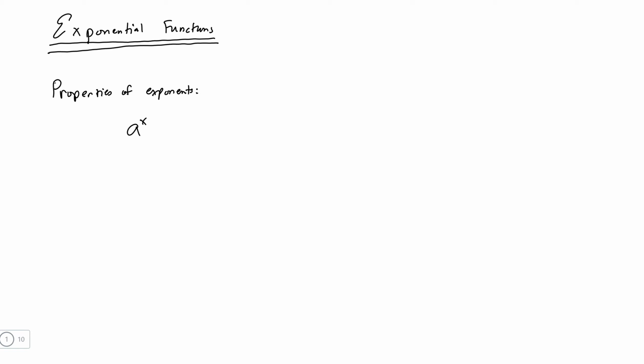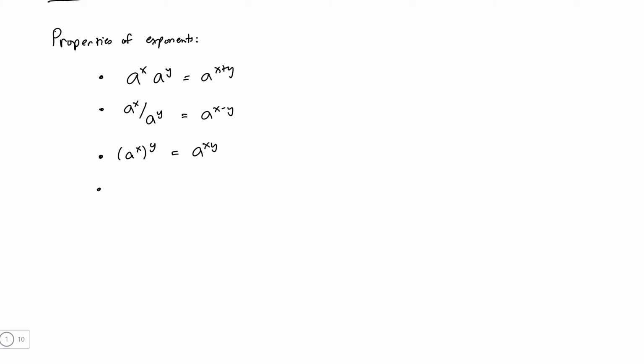If I take a and raise it to some power x, and I take a and raise it to some power y, when we multiply these two things together, we add the exponents. If I take a to the x and divide by a to the y, we subtract the exponents. If I take a to the x and raise it to the yth power, this gives me a to the x times y. And if I have two numbers, a and b, and I raise the product of those to the x, it's just the product of a to the x times b to the x.